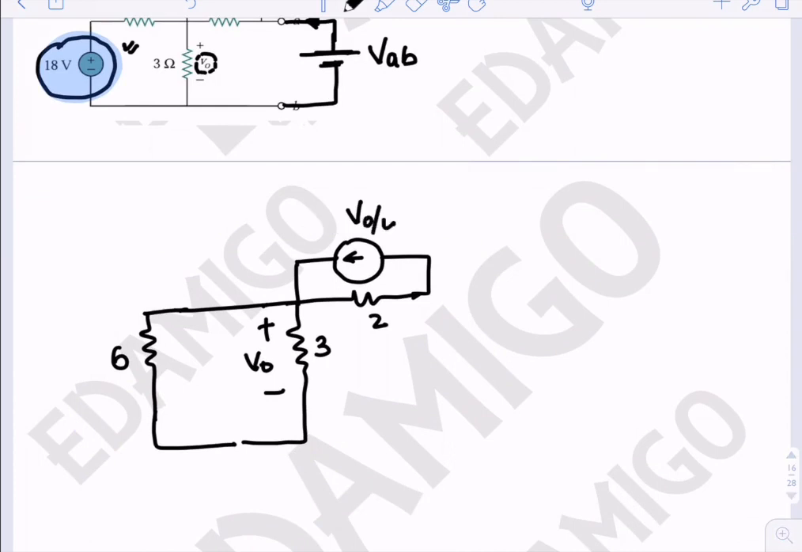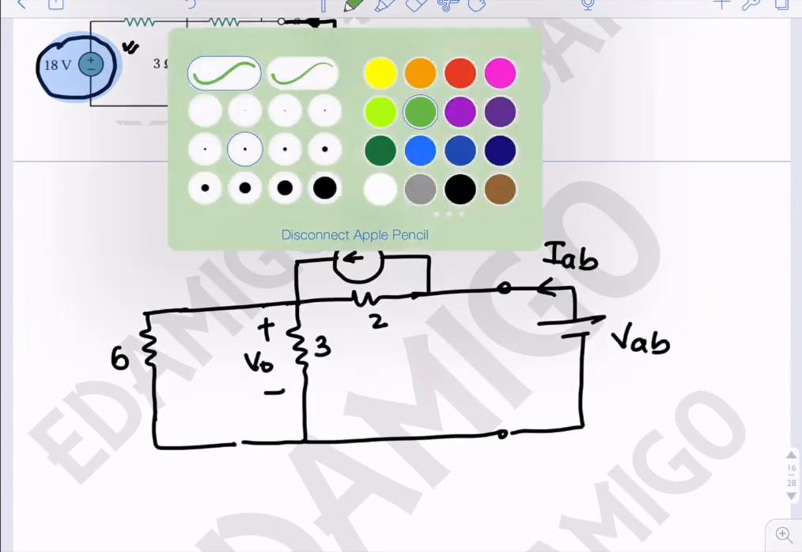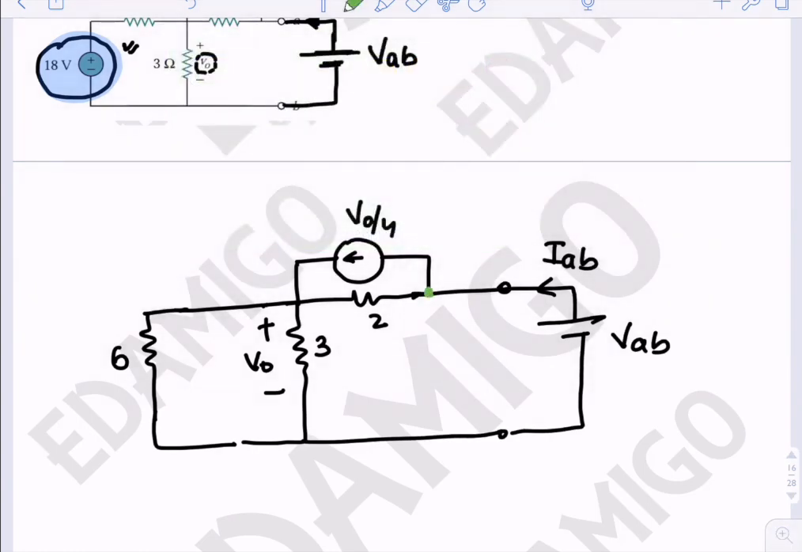V0 by 4. Okay, so between A and B terminals I have applied a battery of VAB and I have assumed that the current is IAB. Now we can see that since the voltage across this 3 ohm resistance is V0, here also it is V0 because they are in parallel. So the current here will be V0 by 6, current here will be V0 by 3. So here also the incoming current is V0 by 4.